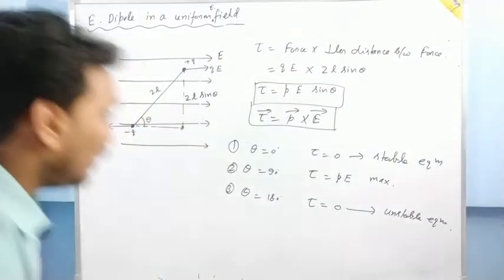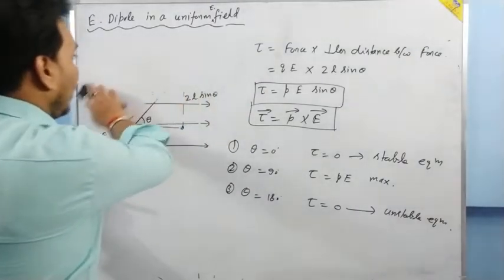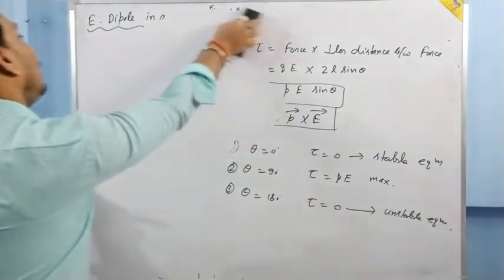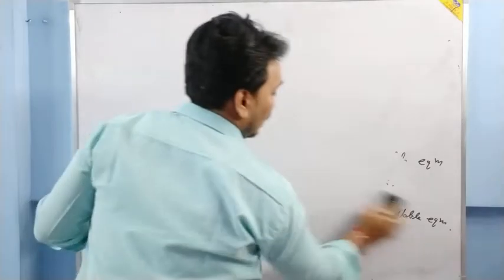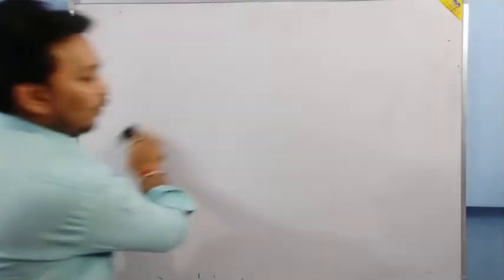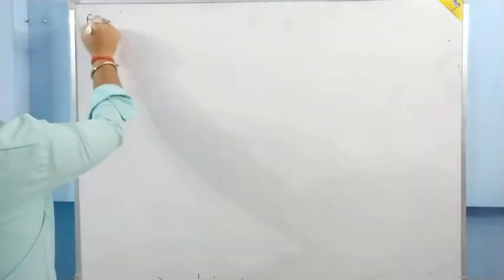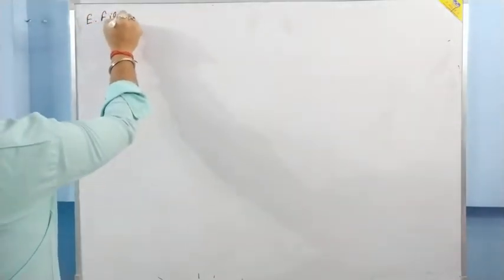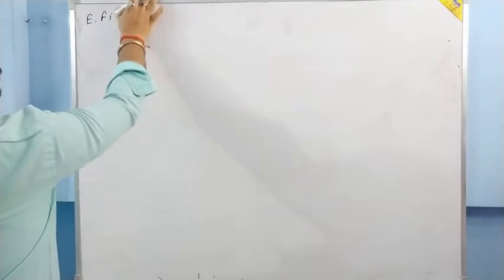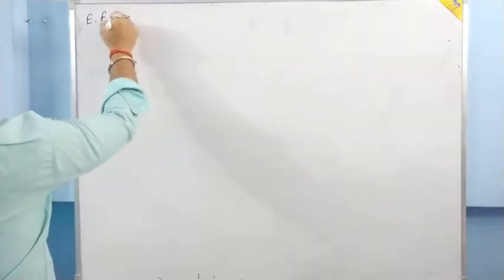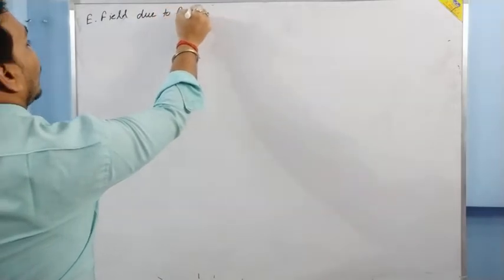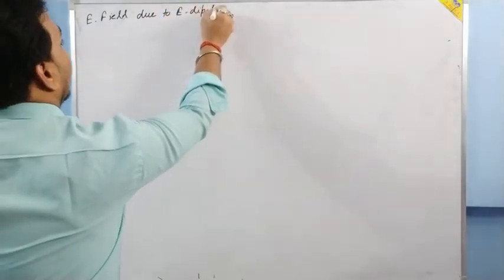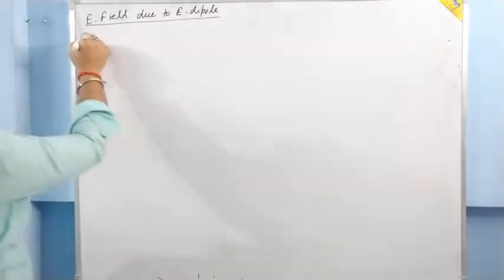Now for electric dipole, two very small topics are there. Let us finish the chapter today itself. One is electric field due to dipole. Electric field due to electric dipole. There are two cases.